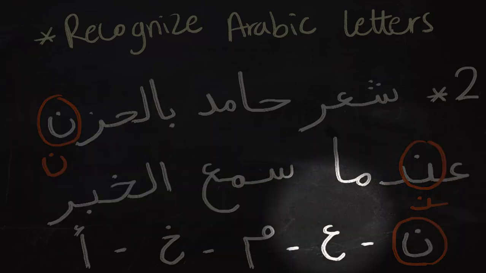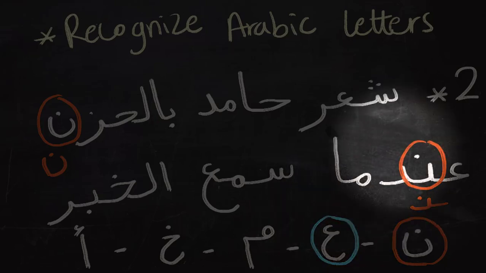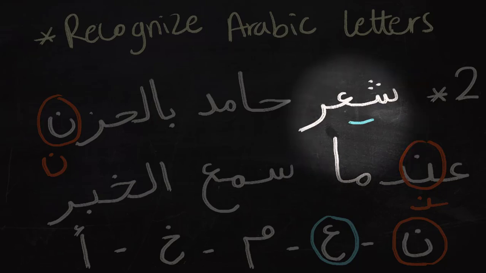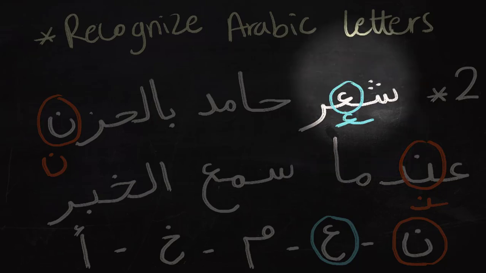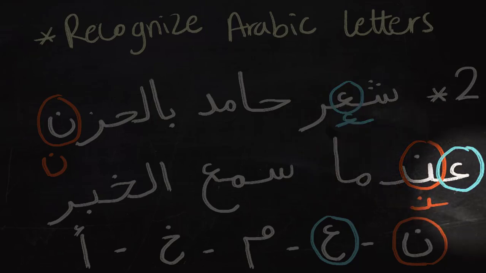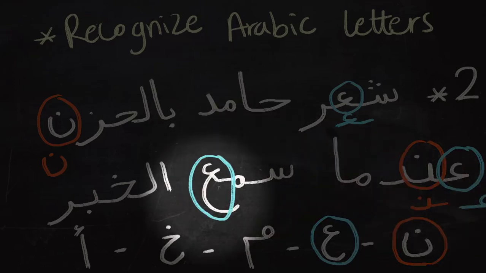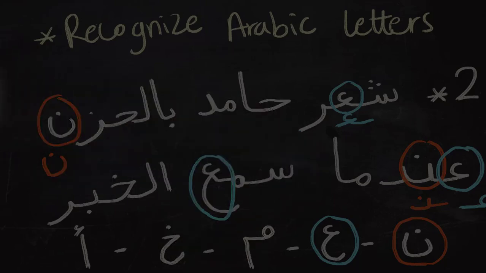Next, the letter عين, the light blue color, and عين came in this sentence in 3 positions. First, it came in the middle here, as you can see, that is the عين. Next, it came in the beginning of the word عندما, that is what it looks like, and it came at the end of the word سمع, as you can see, that is the عين. So it came 3 times.